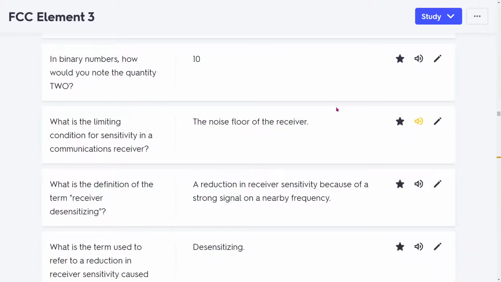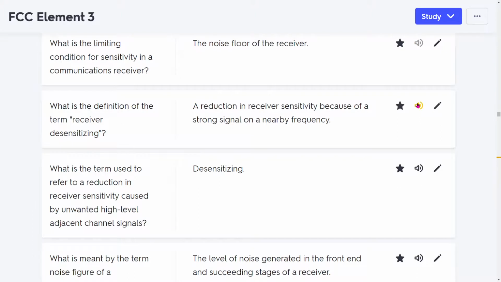What is the limiting condition for sensitivity in a communications receiver? The noise floor of the receiver. What is the definition of the term receiver desensitizing? A reduction in receiver sensitivity because of a strong signal on a nearby frequency.